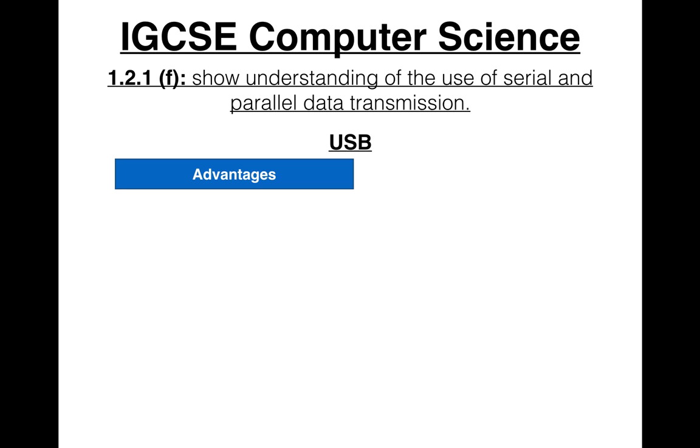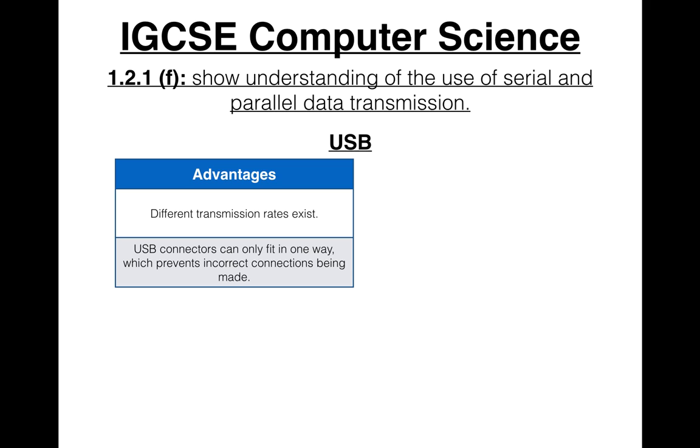Let's move on to the advantages and disadvantages. An advantage of USB is that different transmission rates exist. And USB connectors can only fit in one way, which prevents incorrect connections being made. Some might debate that this is a disadvantage, because we have some ports or cables which can plug in both ways, like the Apple iPhone, iPad, iPod charger, which can fit in both ways. So some might debate about that, but of course it prevents incorrect connections being made.